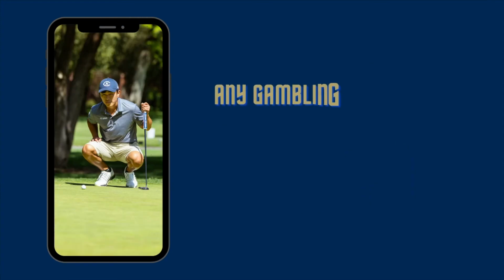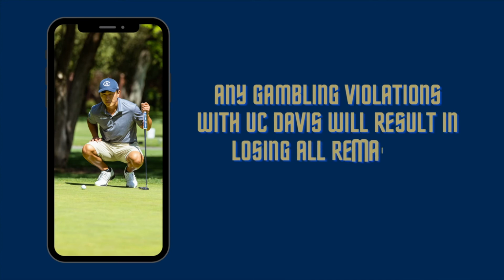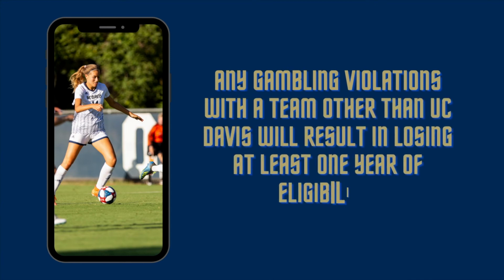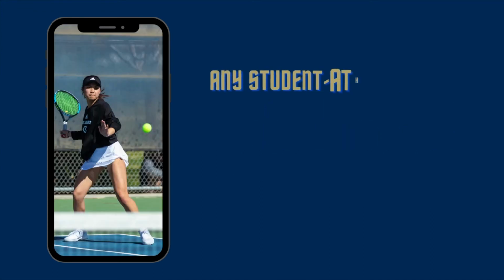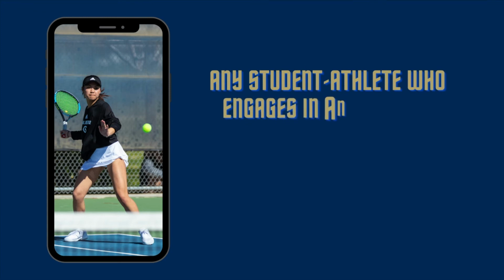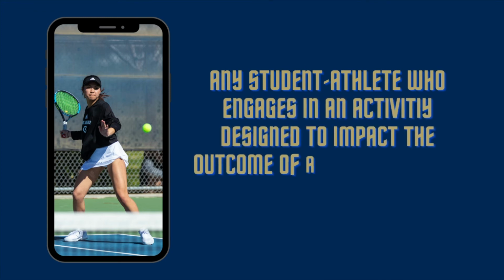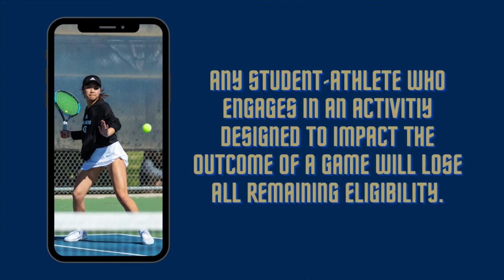If there is a violation involving gambling with UC Davis, you lose all remaining eligibility in all sports. Gambling violations with any other team aside from Davis will result in losing a minimum of 1 year of eligibility. Any student athlete who engages in activity designed to influence the outcome of an intercollegiate contest, an example of this would be point shaving, will lose all remaining eligibility.